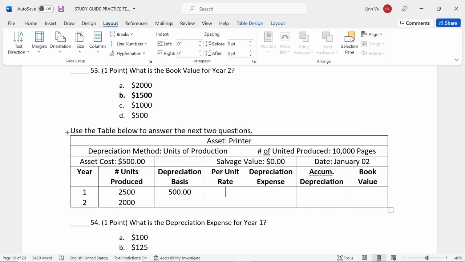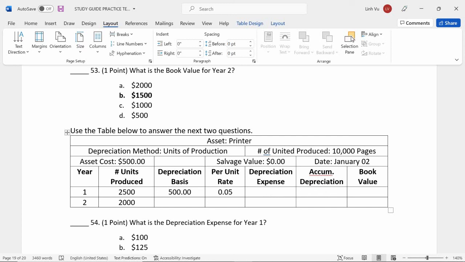Because what we're doing here is we want to know how much it's going to cost me per unit if I were to cost it that way. I'm looking for what it's going to cost me for every unit that I make. So in this case, we're looking at the capacity of how much it can produce in general. So again, 500 divided by 10,000. It should be 0.05. 5 cents per page.